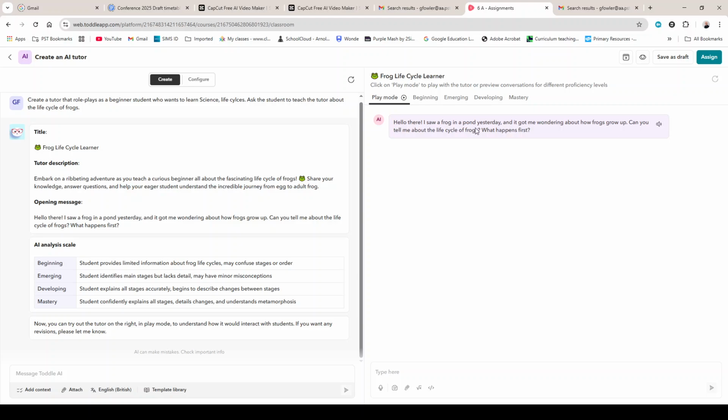Hello, I saw a frog in a pond yesterday and it got me wondering about how frogs grow up. Can you tell me about the life cycle of frogs? What happens first?